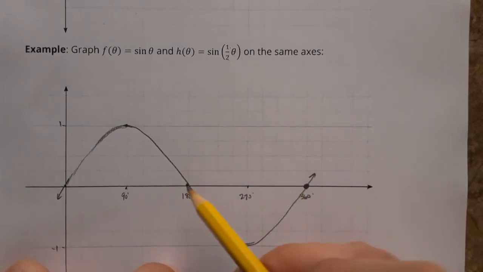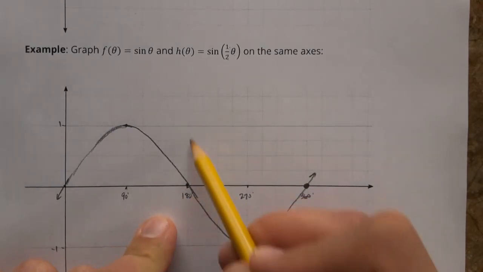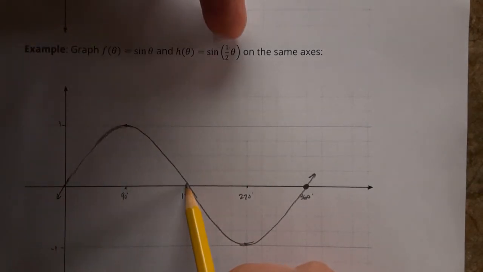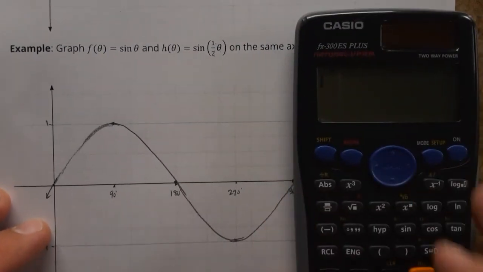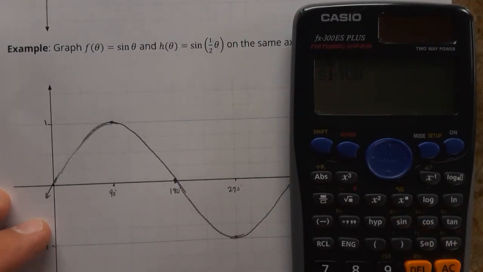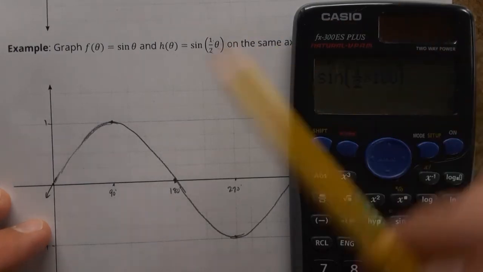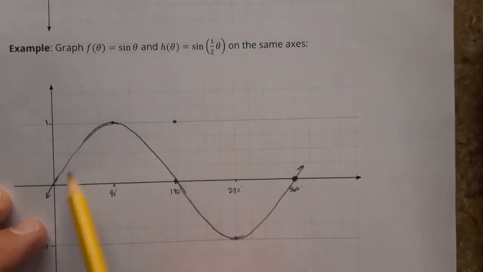Let's try 180 as another example. When theta is 180, I'm looking for what's the y value that I'm going to graph here. So here's my x value, theta. 1/2 of 180 is 90 degrees. So maybe I will grab the calculator just to show you. Sine of 1/2 times 180 degrees is essentially like saying what's the sine of 90, which is 1. So at 180 degrees, it's in the same location as the sine of 90, half of 180. We're going to get this effect.